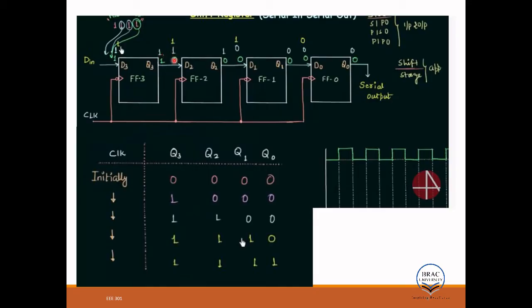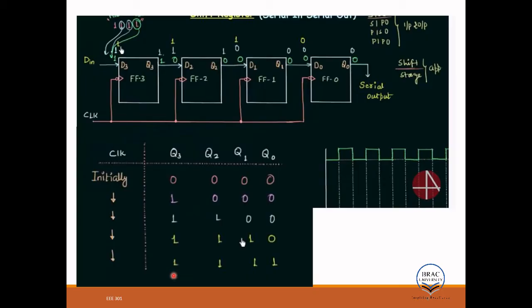your input is 0, output will be 0, right? Here 0, because this is a D flip-flop. So if you keep going, it will be 0 for the other clock edge. And for Q2, this is the same. Initially it was 0, so it will be 0. So this is your clock edge. At this clock edge it will change from 0 to 1, right? And again at this clock edge it becomes 1 to 0, right?